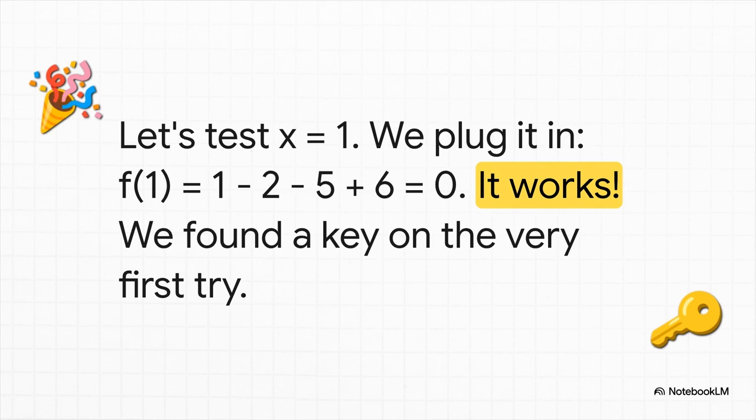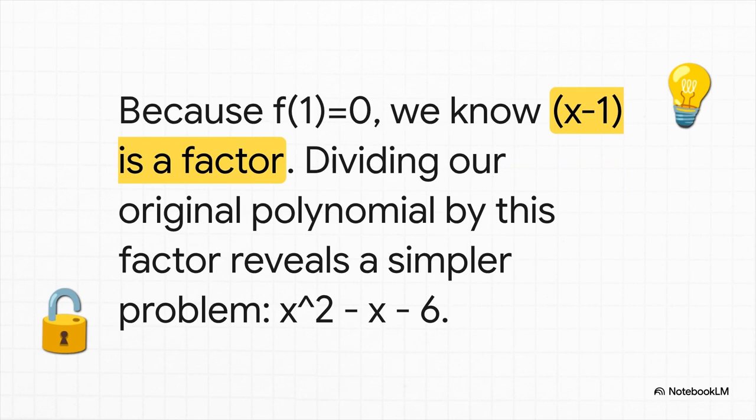So f of 1 equals 1 cubed minus 2 times 1 squared minus 5 times 1 plus 6. Let's do the math. That's 1 minus 2 minus 5 plus 6. And when you add all that up, what do you get? You get 0. It worked. First try. How about that? Okay, this is the crucial part. Since f of 1 equals 0, our magic factor theorem guarantees that x minus 1 is a factor. So we found one key.